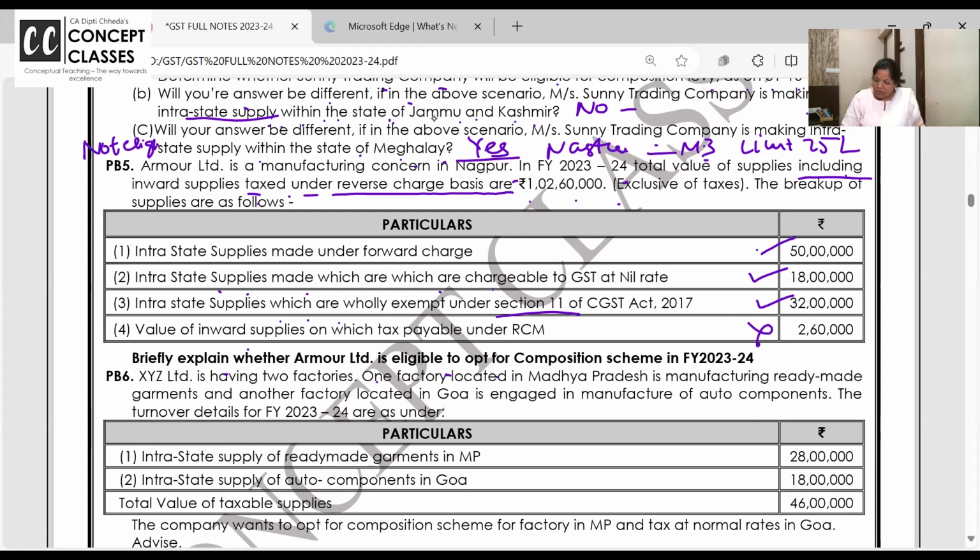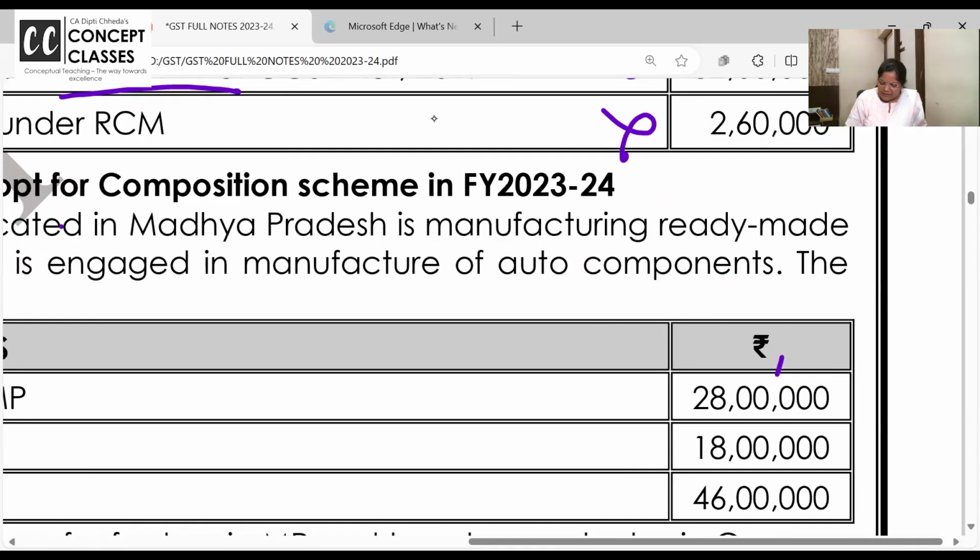So now what's the total of these three? 50, 60, 90 and 100 lakhs. Clear? 100 lakhs is my turnover. Is it less than 150 lakhs? Yes. Can I opt for the composition scheme? Answer is yes.